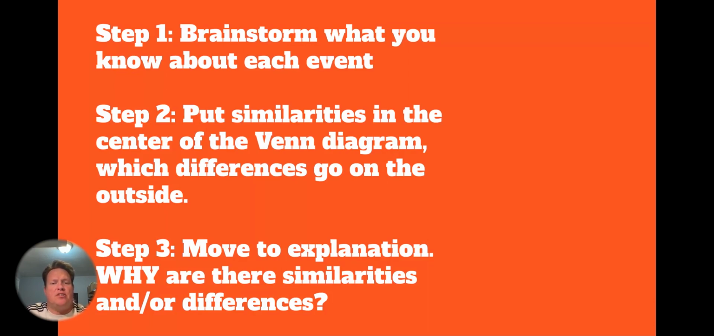Step two is to place the similarities and differences into the Venn diagram. And step three is to move beyond description to explanation. Explain why the similarities and differences are significant. What do they tell us as historians?